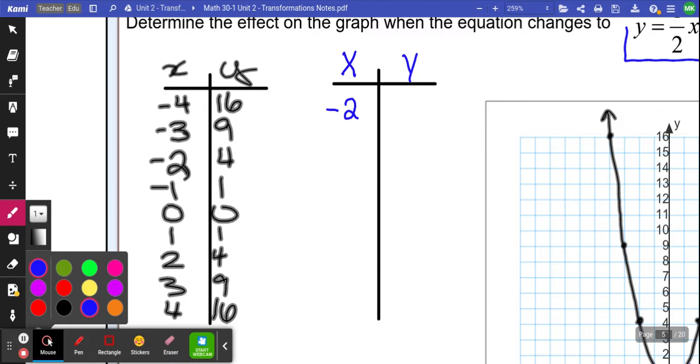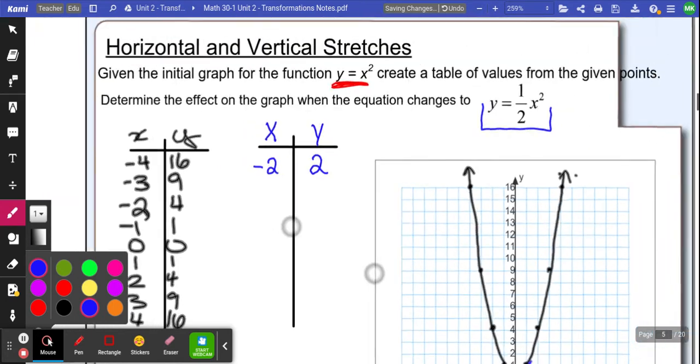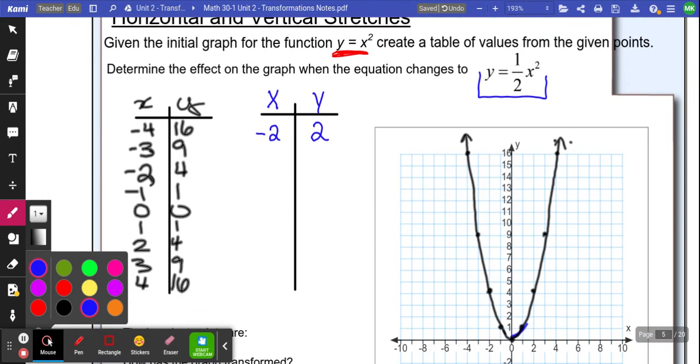So we're going to do a table of values, but for that blue function. So y equals negative 1 over 2x squared. To see what the y value would be, you just put negative 2 in for x. Negative 2 squared is 4, right? 4 times 1 over 2 would be 2. So my y value would be 2. I'm going to draw that. So that would be a point at negative 2 and 2. There's a point right there on my new graph. Negative 2, 2.